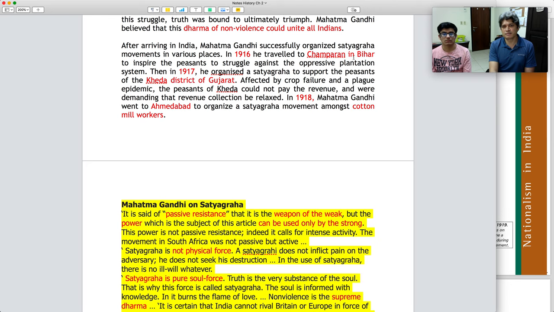So Champaran in Bihar. Bihar, it is touching the border of Uttar Pradesh and also it touches the border of Nepal. Yeah. That side, under Bihar is West Bengal. So he went to Bihar in 1916 to Champaran. Why? He wanted to inspire the peasants to struggle against the oppressive plantation system.